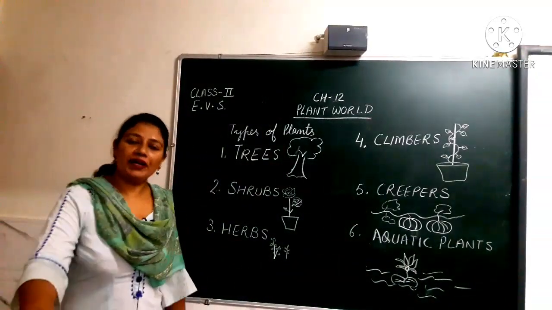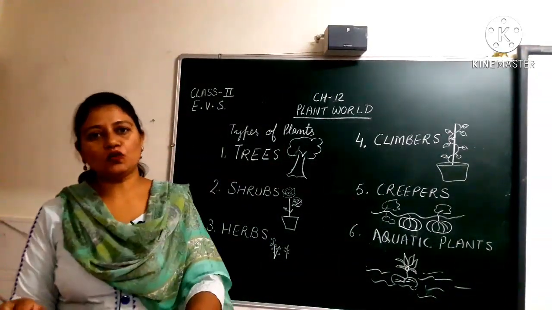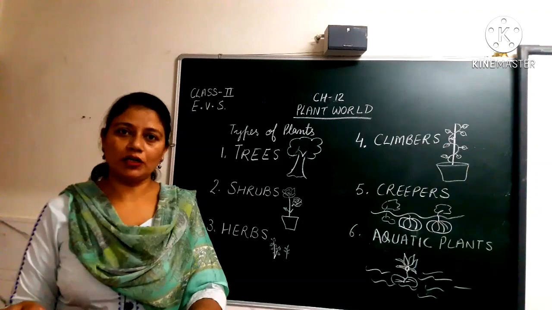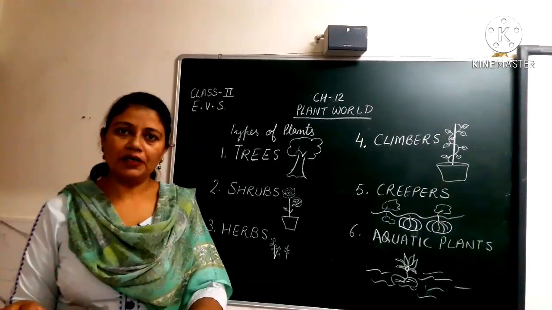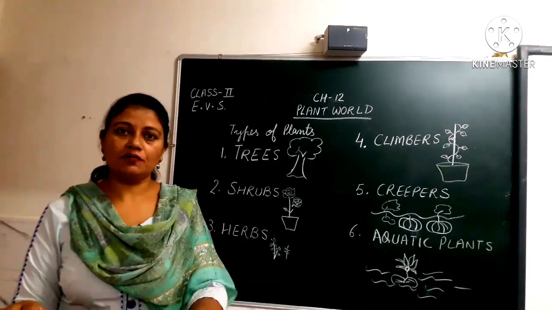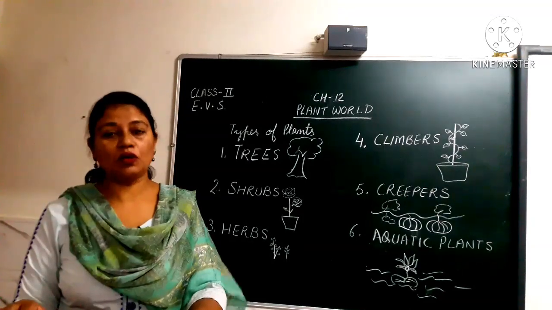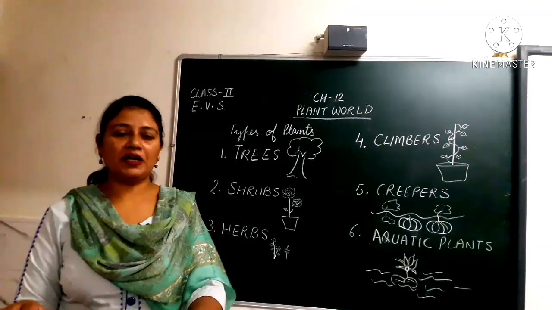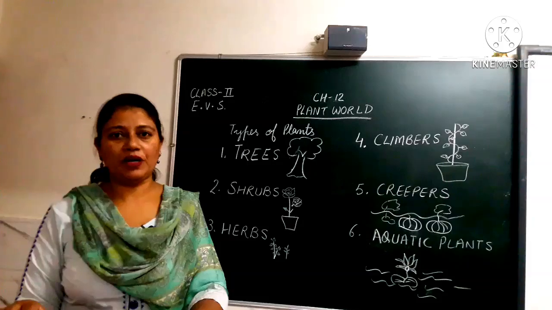Next is the aquatic plants. Aquatic plants are those which grow in the water. For example, lotus, which is our national flower also, and water lily. All these plants are aquatic plants.